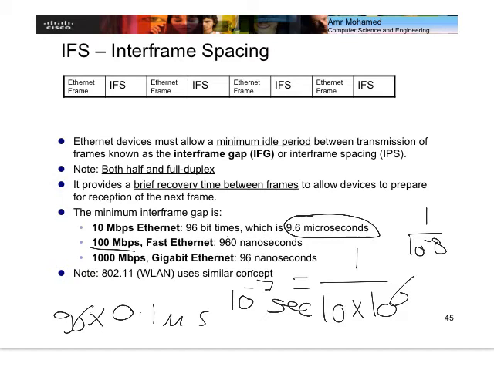The number 96 is constant for Ethernet standards regardless of the speed. So this number is fixed for all Ethernet standards. Of course, in wireless, it's more than that, but we don't care about wireless for now. For Ethernet, it's 96 bit times, and the bit time is defined by the speed. The bit time is basically 1 divided by the speed of the Ethernet.